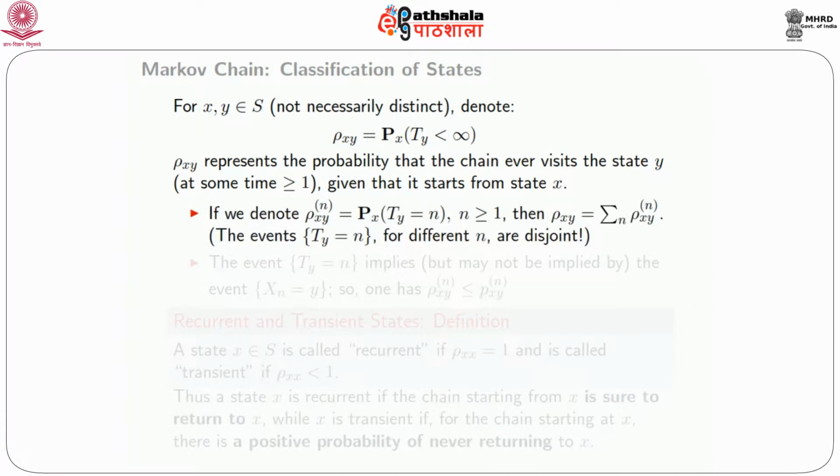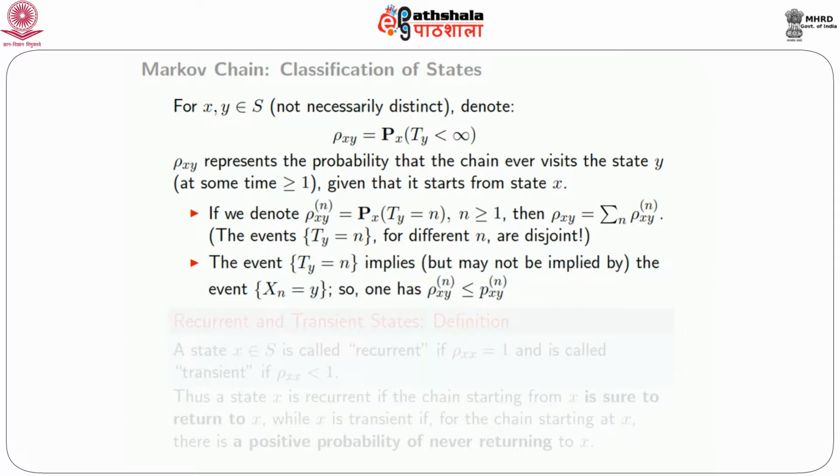Suppose we denote rho_xy^(n) to be the Px probability that T_y equals n, for n equal to 1, 2, 3, etc. Then it's clear that rho_xy would be the sum of rho_xy^(n), where the sum is taken over all possible n greater than or equal to 1. That's because the events T_y equal to n for different n's are disjoint, and if I take the union of these events, I get the event that T_y is finite.